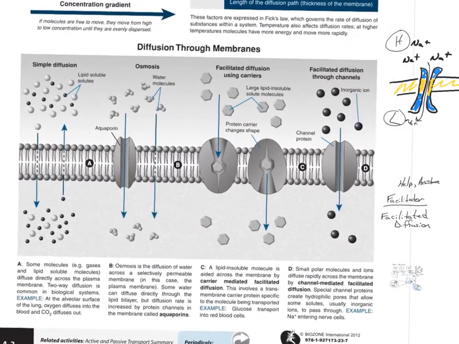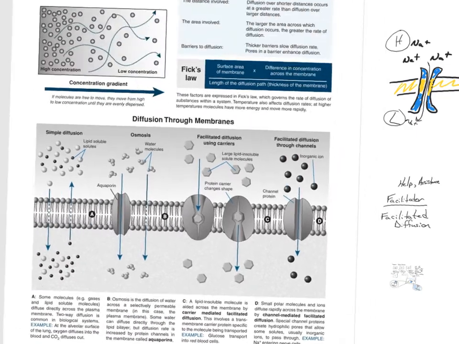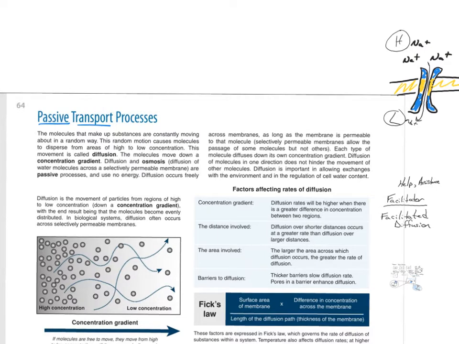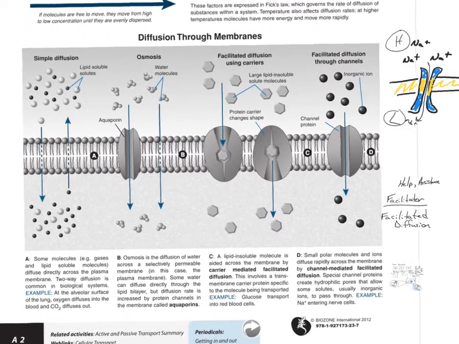But let's look at the different kinds of diffusion, of passive transport. No extra energy. So diffusion is a type of passive transport. Passive transport means what? No extra energy. You don't have to add any energy. The energy of the system is enough. The kinetic energy of the system is enough. So let's take a look at it.